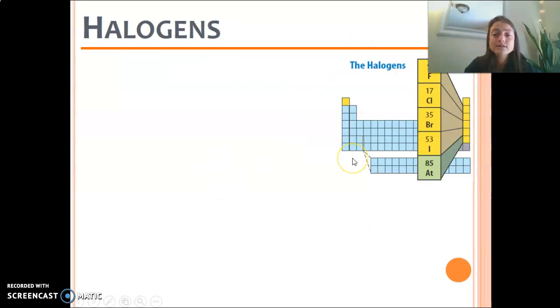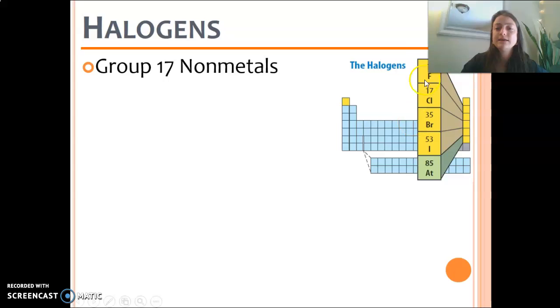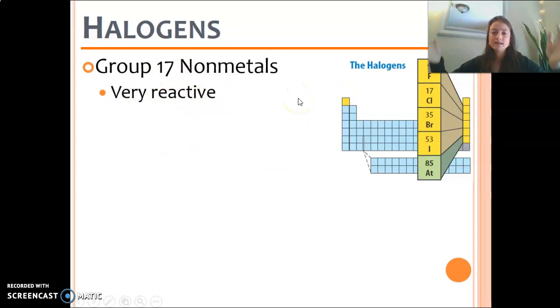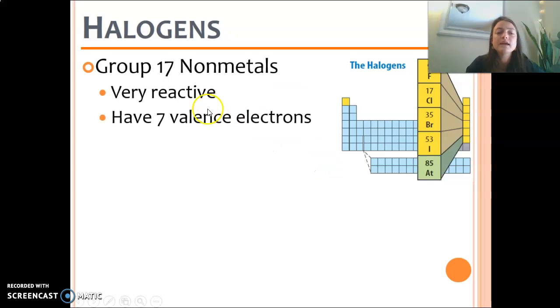Our next one is halogens. So we're going to the far right of the periodic table now and one column in, or one group in. So these are group 17. If you look at the heading of this column, this is the 17th column, and they're called halogens. These are very reactive again. So on either end of our periodic table is where we get the most reactive things. And they have 7 valence electrons. So they're almost full in that outer shell.